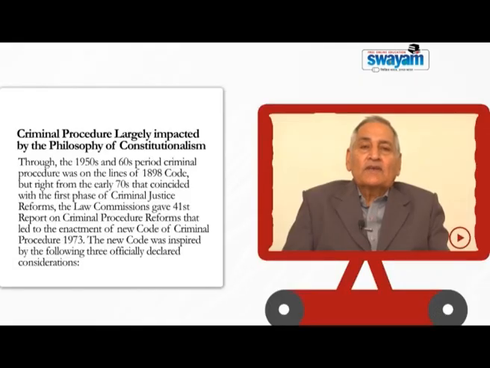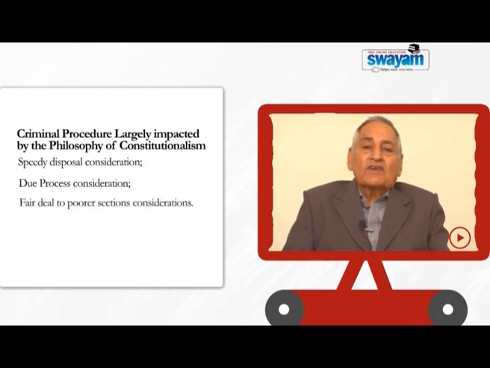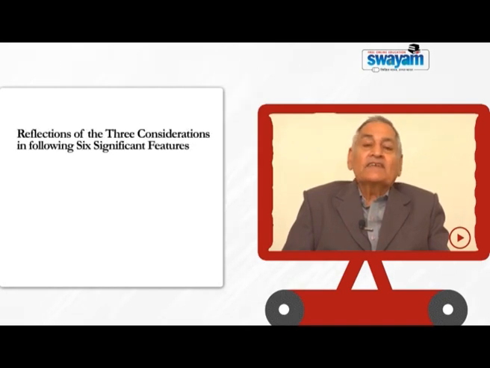At the time of introducing the bill in the Parliament, officially three considerations lay at the root of the Criminal Procedure Bill. The three considerations were the speedy disposal consideration, the due process consideration, and the fair deal to poorer sections consideration. These three considerations constituted the foundation of the criminal procedure law.